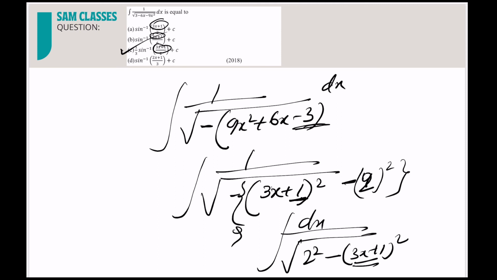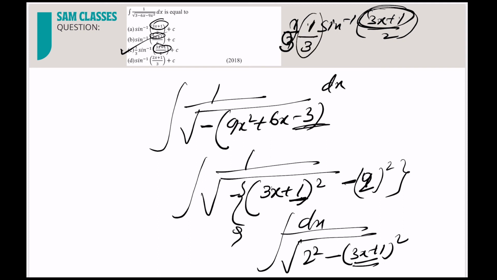Even if you don't want to solve, you already know what the option is. Sine inverse of 3x plus 1 by 2. It means I need to differentiate this 3x plus 1. And what is the differentiation of 3x plus 1? 3. So that has to come in the denominator. So if there is an option which has 1 by 3 directly, and I don't have multiple options with 1 by 3, I can directly put it without solving all this. So you need to understand all this.